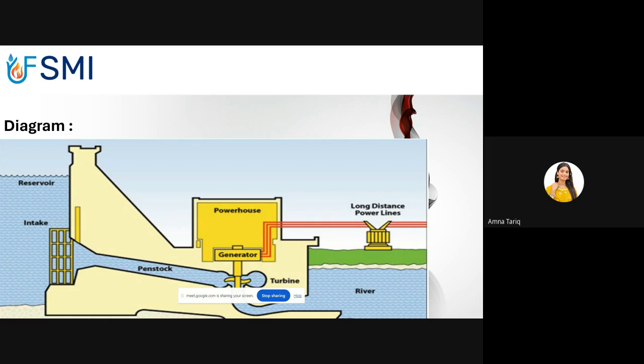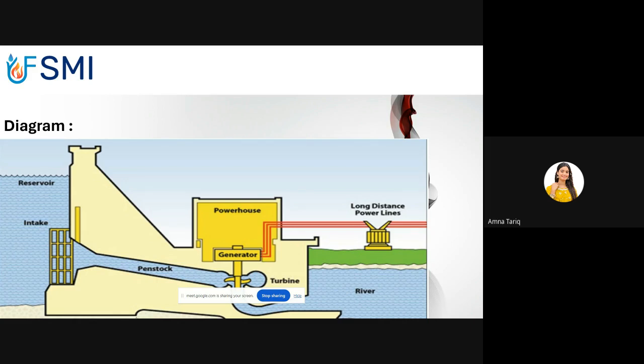Okay, so after the penstock, the next step is the turbine. The penstock leads to the turbine. The high pressure water exiting the penstock strikes the blades of the turbine, causing the turbine to spin. The turbine converts the kinetic energy of the moving water into mechanical energy.